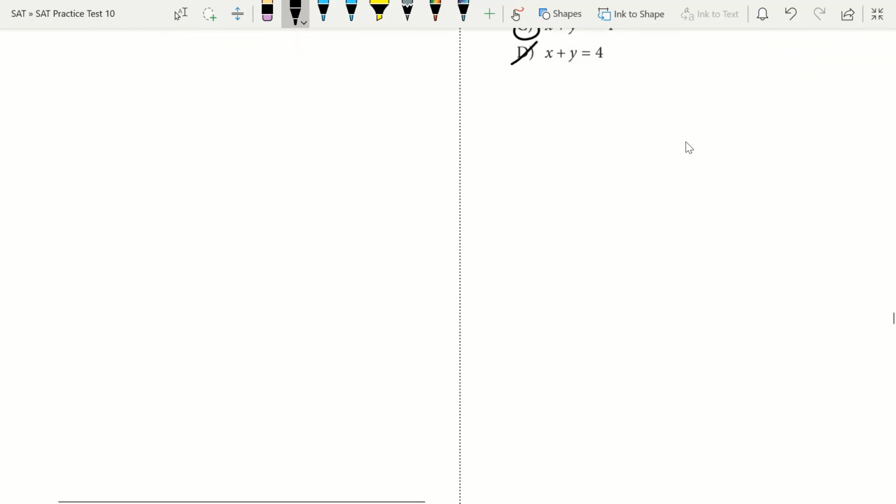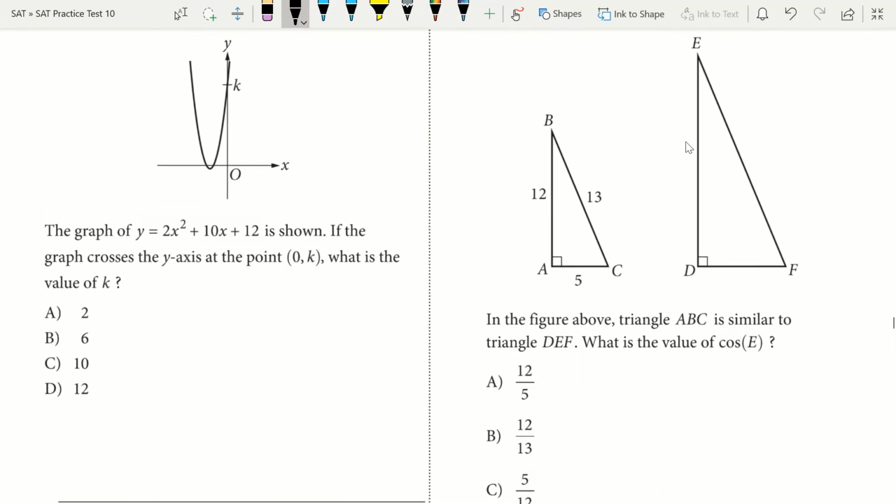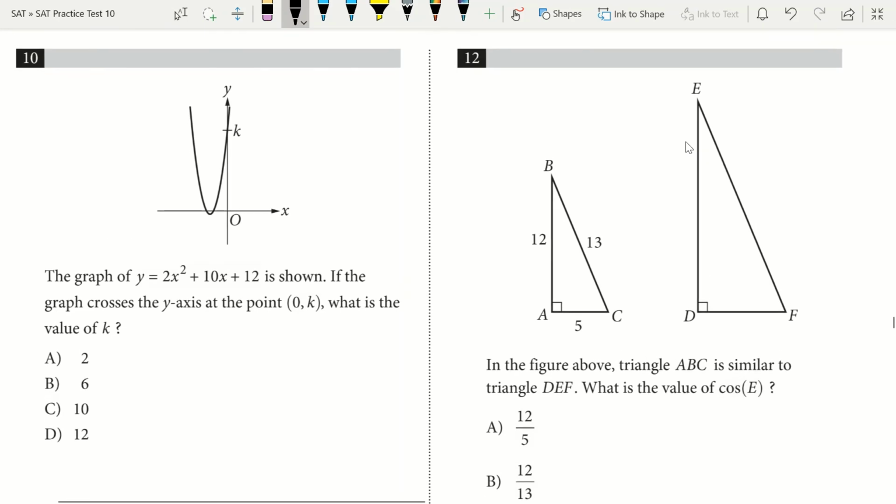All right, question 10. The graph of y equals 2x squared plus 10x plus 12 is shown. If the graph crosses the y-axis at point (0, k), what is the value of k? Well, if I'm plugging in 0 for x, this is going to be 0, and so is this. So I see y will equal 12, which means that k will equal 12. So my answer is D.